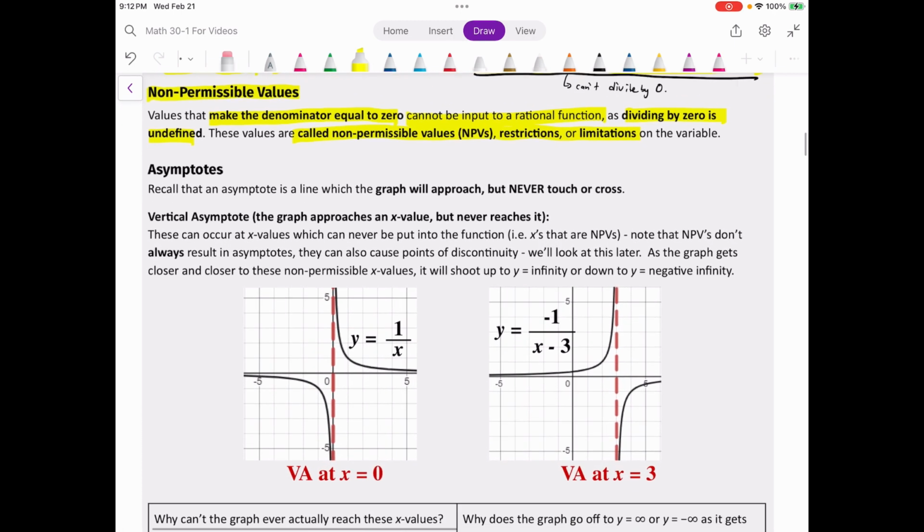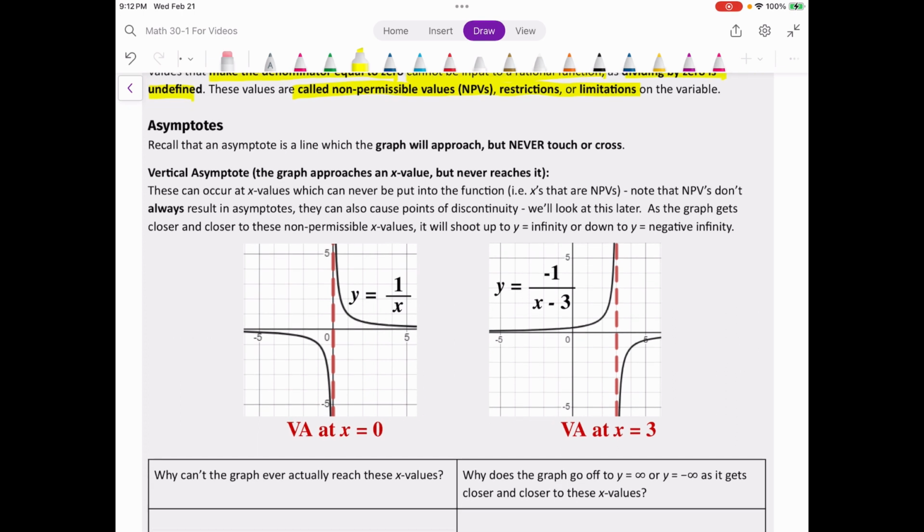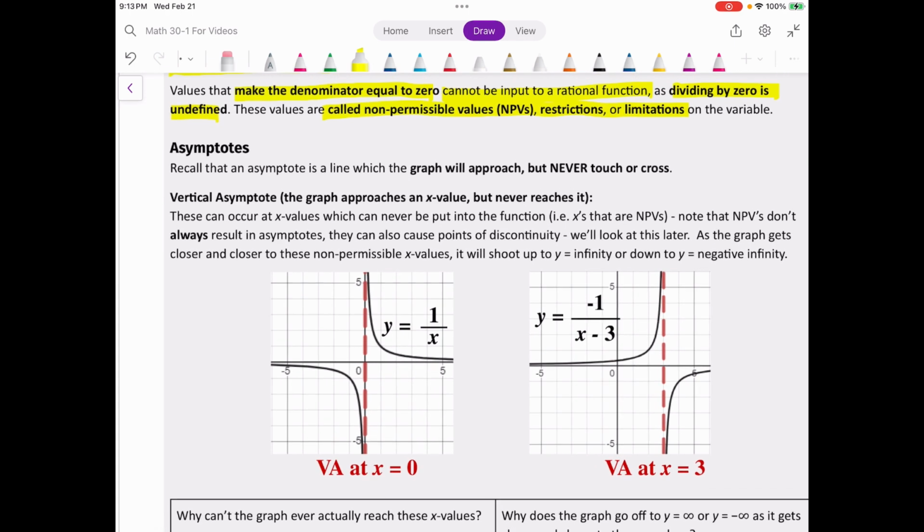All right. Now, with those non-permissible values, we'll talk about asymptotes in a couple of contexts, but one of the things that asymptotes can be related to is a non-permissible value. What's an asymptote? I know it's probably been a while since you heard that, all the way back to reciprocal functions back in Math 20, probably the most recent time you've heard that term. But an asymptote, remember, is just a line that a graph will approach but never touch or cross.